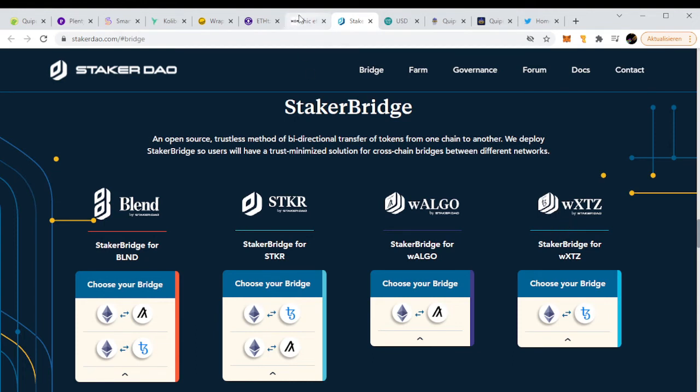I'm not 100% sure how exactly it works because the wrap is also not one-to-one. It's not pegged to Tezos. It's a whole complicated thing, and honestly, I never bothered to check too much into it. But yeah, wrapped Tezos is something made by Staker DAO.